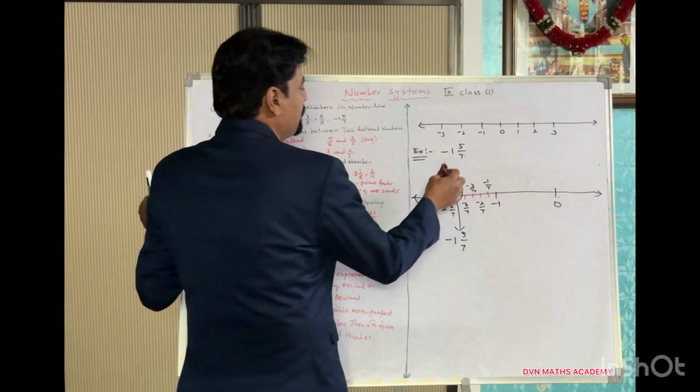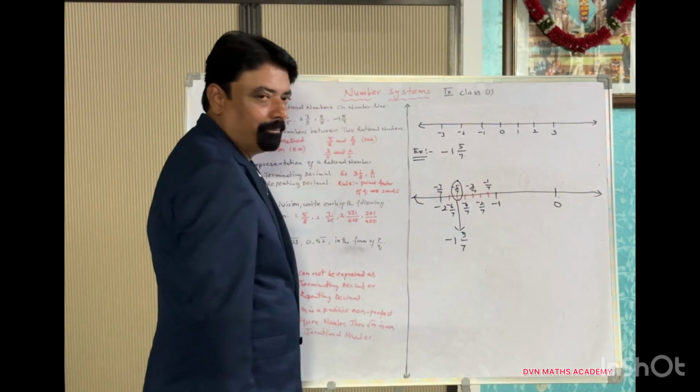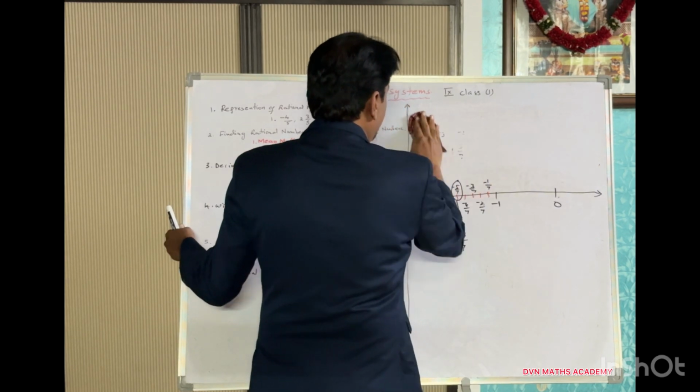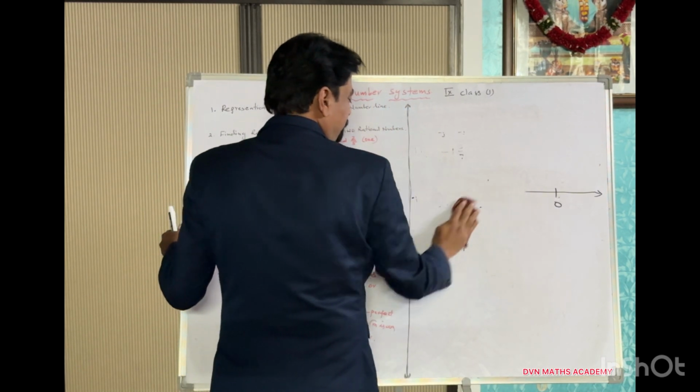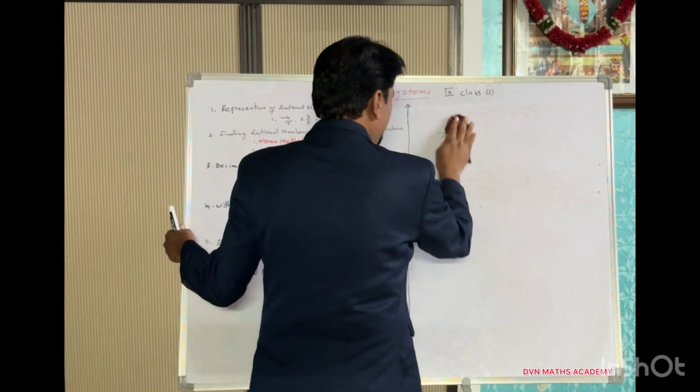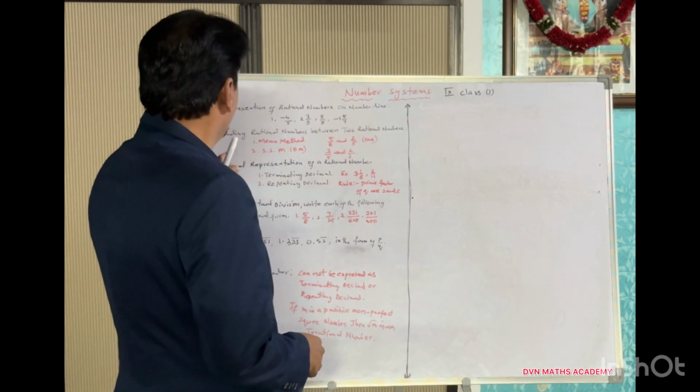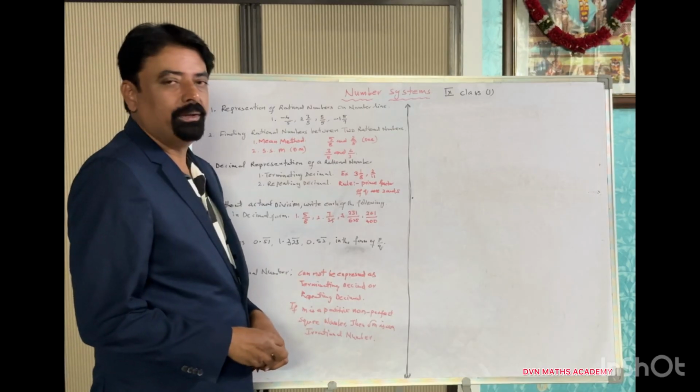I think it is very easy to represent these rational numbers on the number line. So we'll go for the next topic. The next topic is also a very interesting topic. The next topic for the 9th class students is finding the rational numbers between two rational numbers.